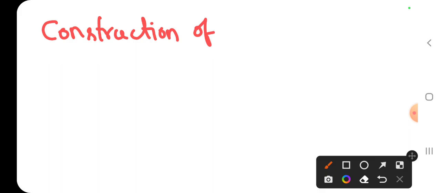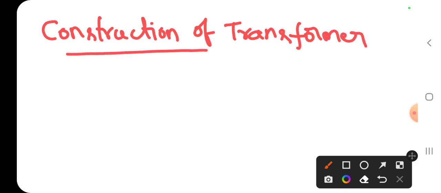Construction of the transformer. So, what is the definition of transformer before going to the construction? It is a static electrical machine that can transform electrical energy from one level to another level without changing frequency.